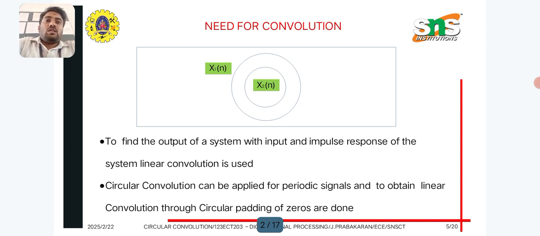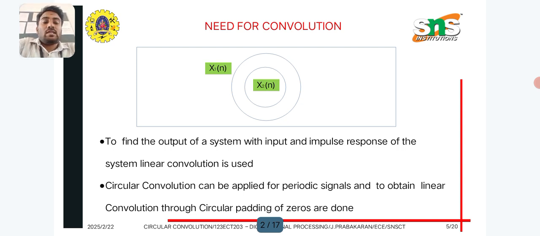Convolution in the sense convolve the two sequences, that means multiply the two sequences. Why are we using convolution? To find the output of a system with input and impulse response of the system. Linear convolution is used. Circular convolution can be applied for periodic signals.